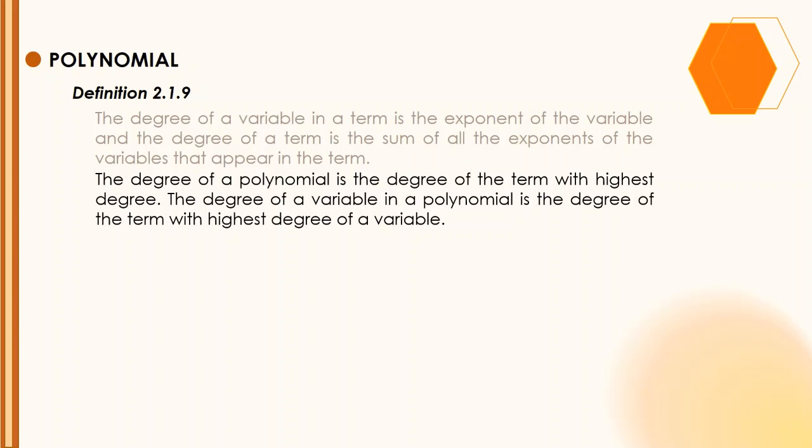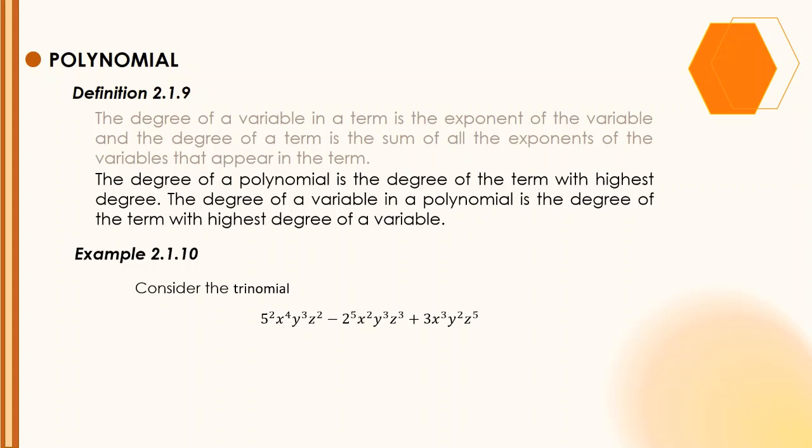The degree of a polynomial is the degree of the term with highest degree. The degree of a variable in a polynomial is the degree of the term with highest degree of a variable. For example, consider the trinomial 5 squared x to the fourth y cubed z squared minus 2 fifths x squared y cubed z cubed plus 3x cubed y squared z to the power of 5.